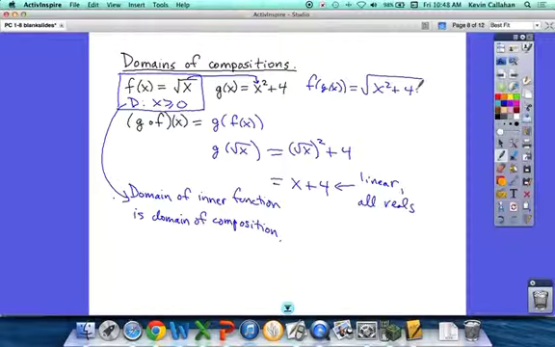But looking at that composition, is there anything that you can't plug in for x? I mean, this is always positive. X squared plus 4 is always positive. So the domain of the composition is all real numbers, right? The domain of the inner function, x squared plus 4, is all real numbers. The square root's not going to change that, so it's always positive. I can't say every one is going to be the domain of the inner function, that's it. You just have to take it into consideration, right? Take it into consideration.